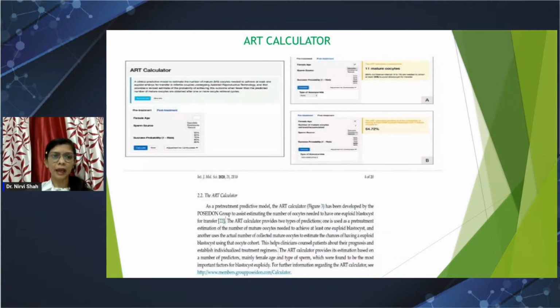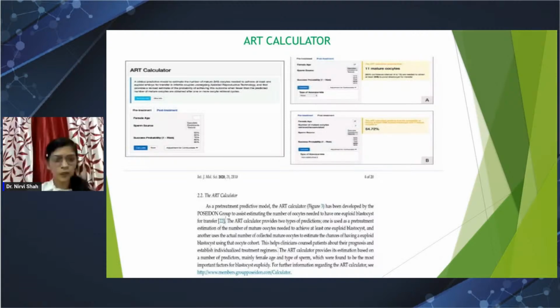Here we have the ART calculator. So the ART calculator basically gives two types of prediction to counsel patients. One is the pre-treatment estimation of the number of oocytes required to form at least one euploid blastocyst, and the other is the actual number of retrieved mature oocytes, which gives the exact number of blastocysts. The ART calculator depends mainly on age and sperm count as the major factors for calculating the success rate.